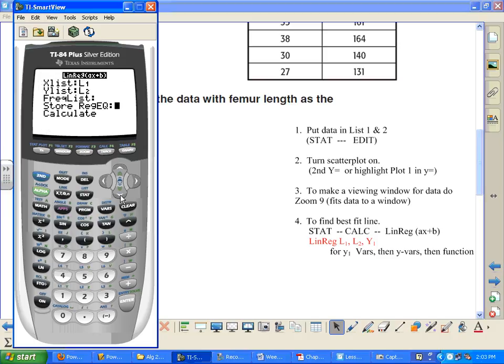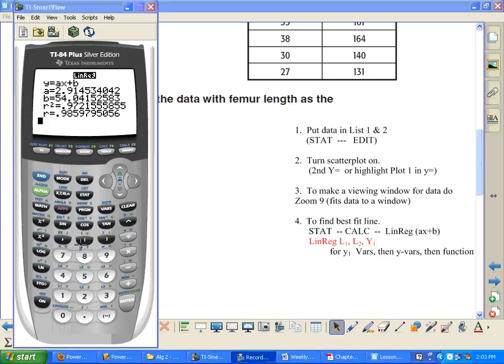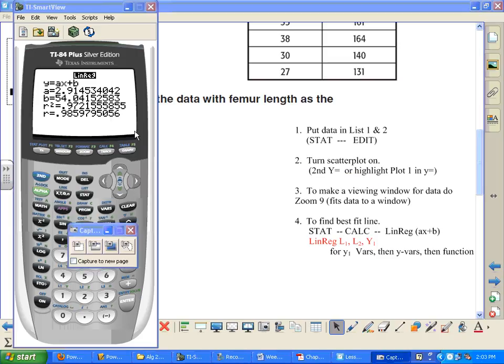Now this tells us, and this is when, if you had a TI-83, you would have to go through this process here, but with our 84, it's a little bit easier. And so we want list 1, list 2, and then Y1. So remember, we're going to go down here to where it says store regression equation, go to alpha and trace, and there's your Y1. And then calculate. And then go ahead and graph it.